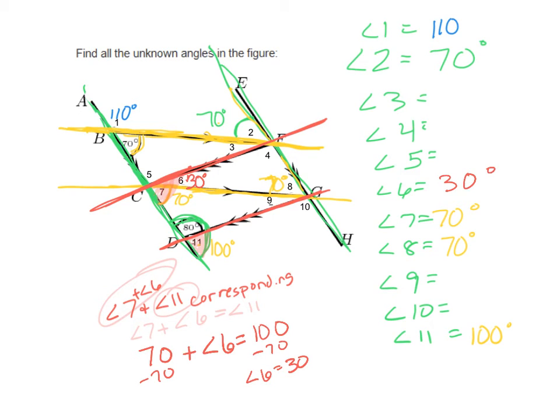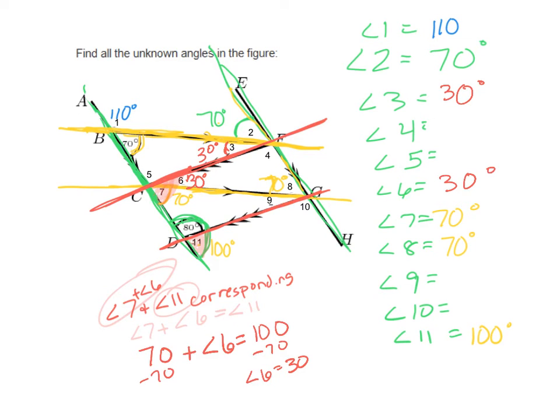Okay, so angle 6 is an angle made up of red and yellow. So I'm going to look at other red and yellows. Let's see. This is a red and yellow. So that means angle 3 is equal to 30 degrees, because those are alternate interior angles. They're both inside the parallel lines and on opposite sides of the transversal.